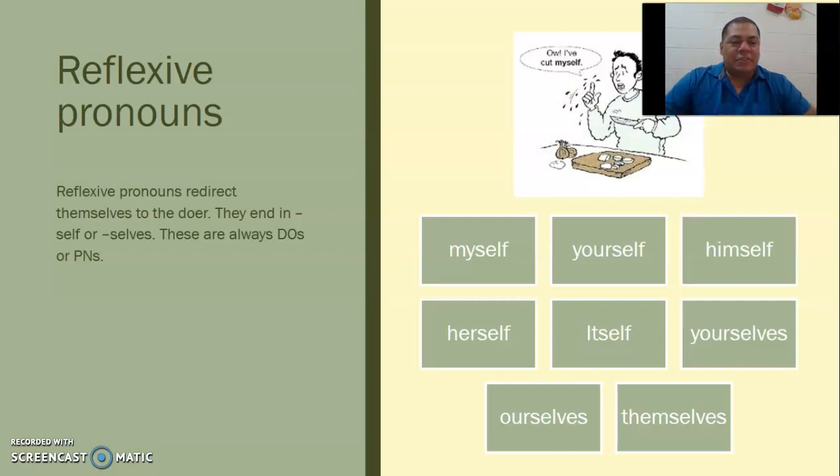Now, check the list of the reflexive pronouns. Myself, yourself, himself, herself, itself, yourselves, ourselves, themselves. Please do pay attention. Ourself with F does not exist. Themself with F does not exist. Yourself exists if it's talking about one interlocutor, and yourselves exists if it's talking about multiple interlocutors. They are always direct objects or predicate nominatives.